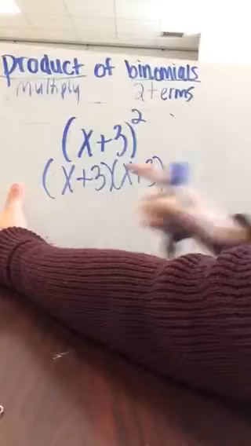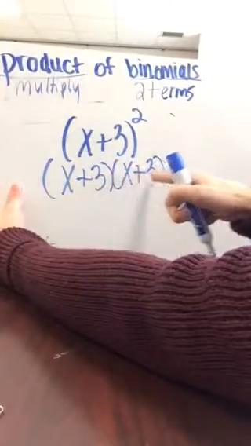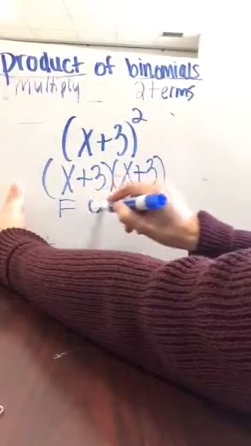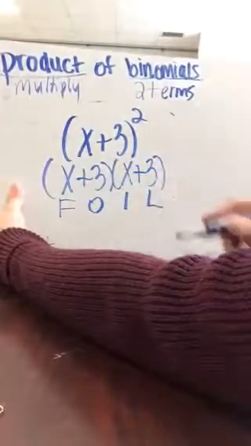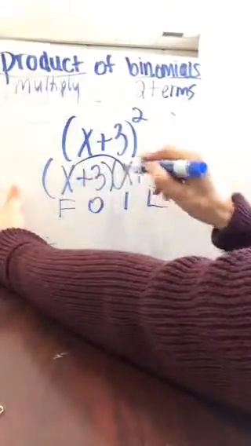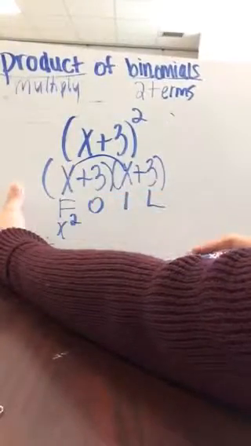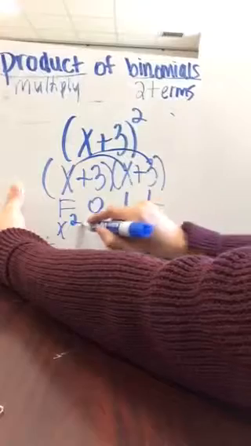Now if you notice, it's a binomial times a binomial again. So you're going to FOIL it again. So you do F, O, I, L. First times first, x times x is x squared. Outer, x times 3 is 3x.